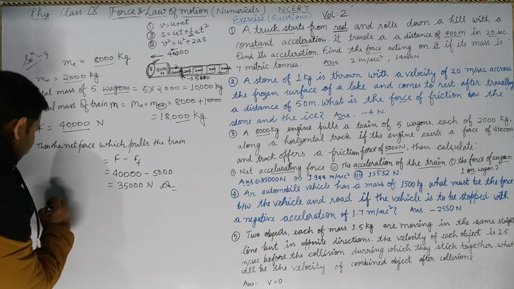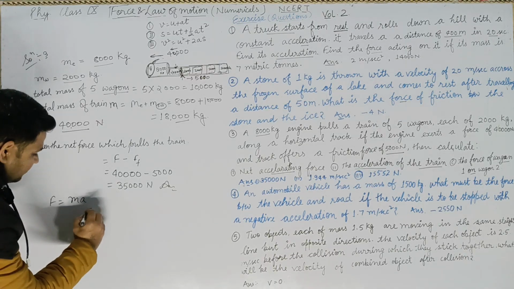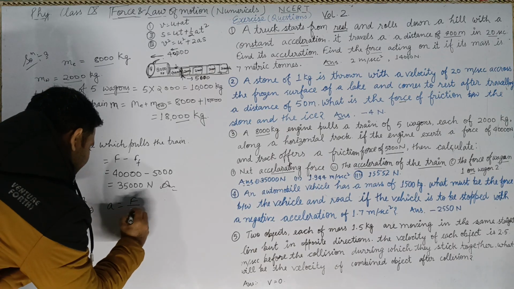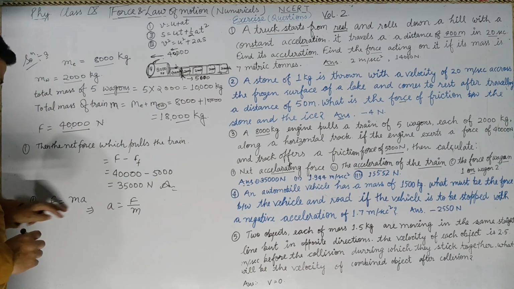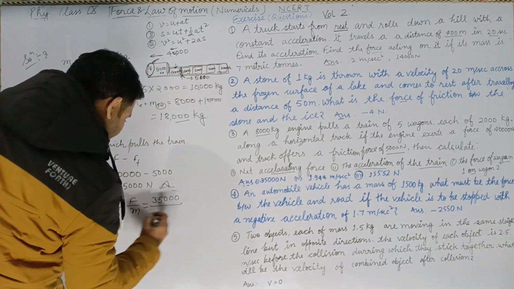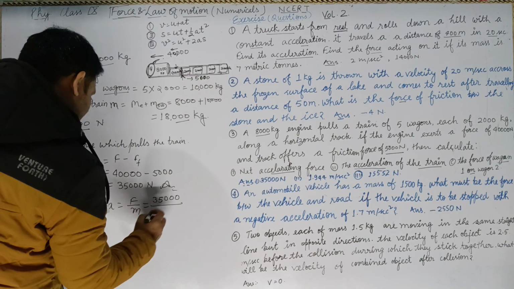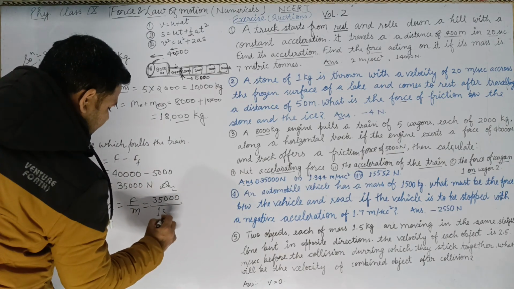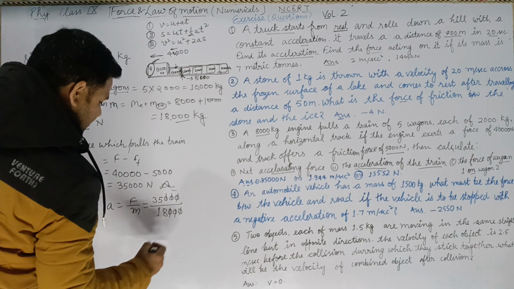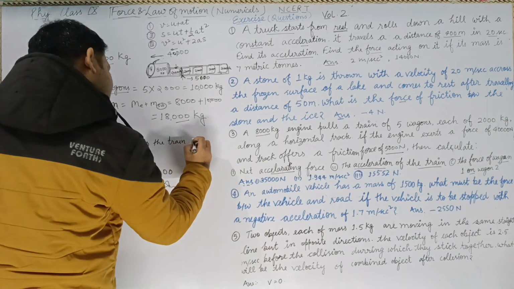You know, F equal to ma. So from this, a equal to F upon m. Force is 35,000 Newton, and the total mass is 18,000. We cut the zeros, multiply, divided by 18.